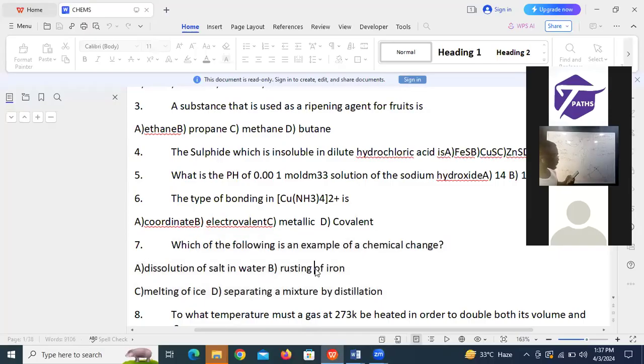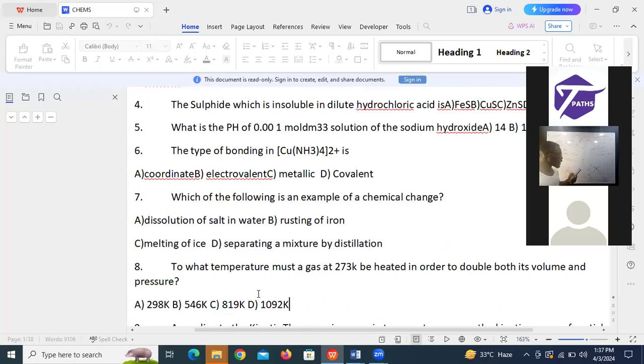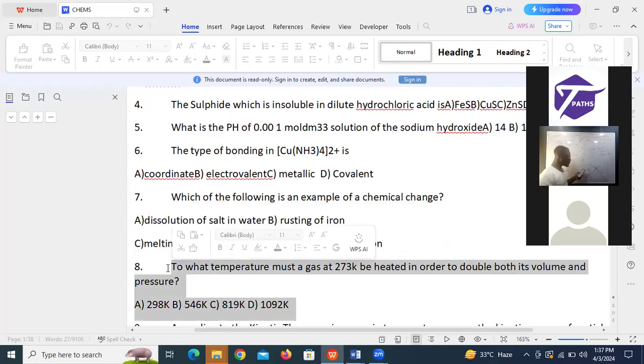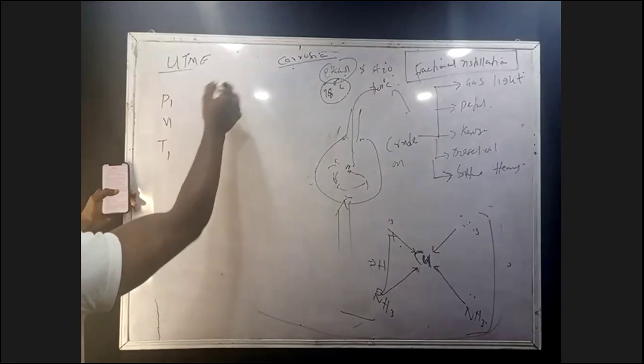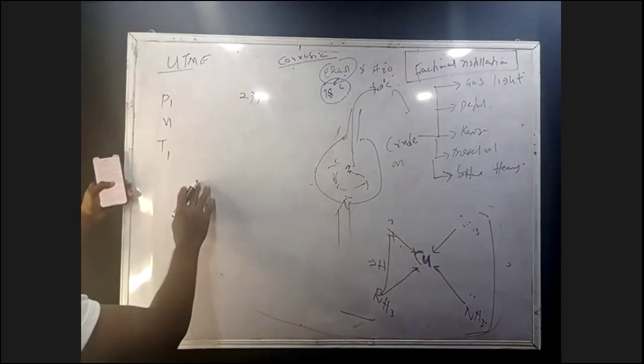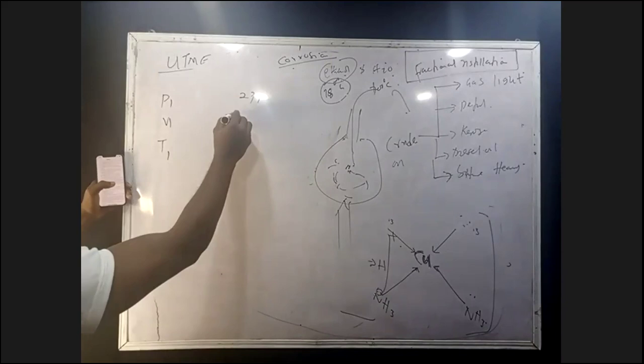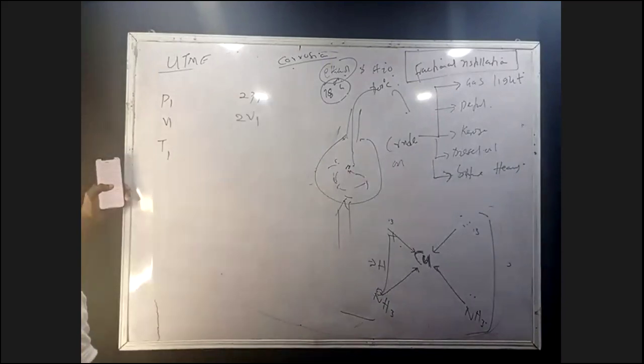So let's go. To what temperature must a gas at 273 K be heated in order to double its volume and pressure? Very simple. To what temperature do I need to heat a gas for the pressure and volume to be doubled? Just a gas law question. Initially we have P1, V1, T1. Now we want to double the pressure, that will now be 2P1. We also want to double the volume, that would be 2V1. Am I making sense?